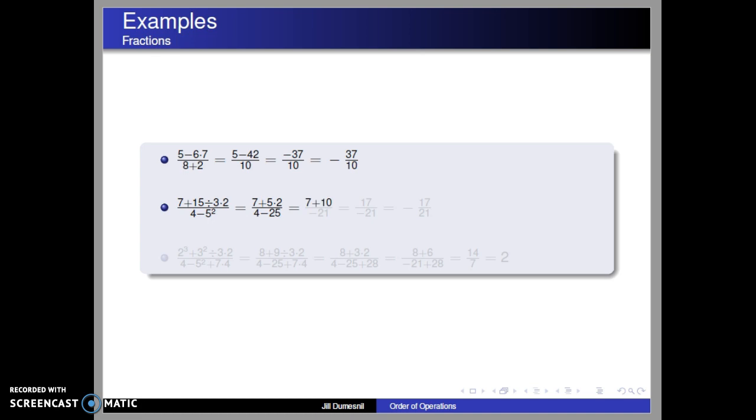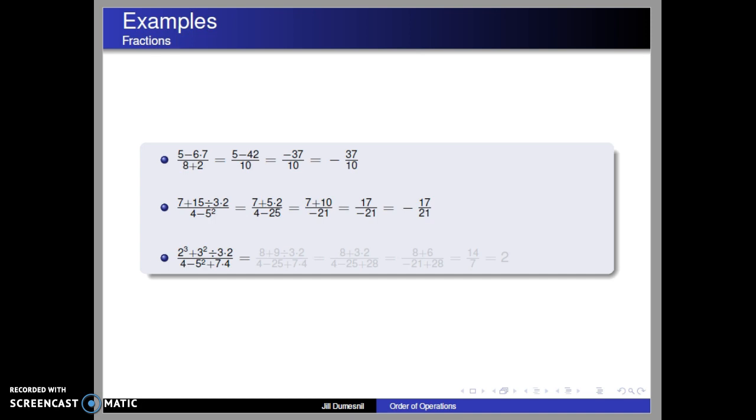Continuing to simplify the numerator produces 7 plus 10, because the multiplication has the second priority. And the denominator simplifies to negative 21. Now we have 17 over negative 21. And again, we can put the negative in front of the fraction and write negative 17 over 21.